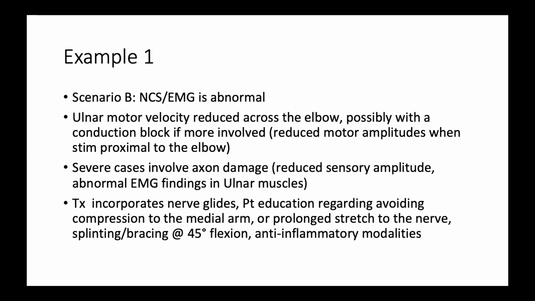In more severe injuries, worse than myelin, we could see axon damage. In axon damage, we may see reduced sensory amplitude in the dorsal cutaneous and the standard ulnar to the fifth digit, and you would likely see abnormal EMG findings in all the nerve innervating muscles distal to the epicondyle. So basically, everything from flexor digitorum profundus all the way down. So our treatment will be a little bit different.